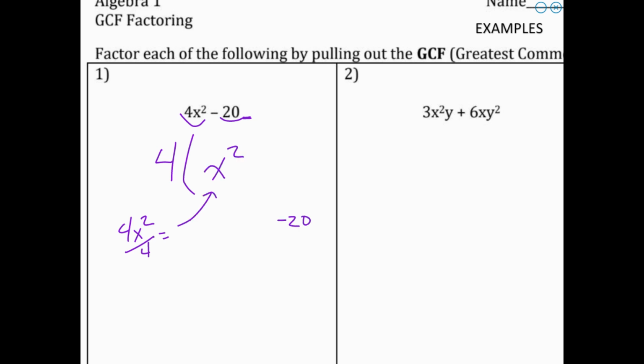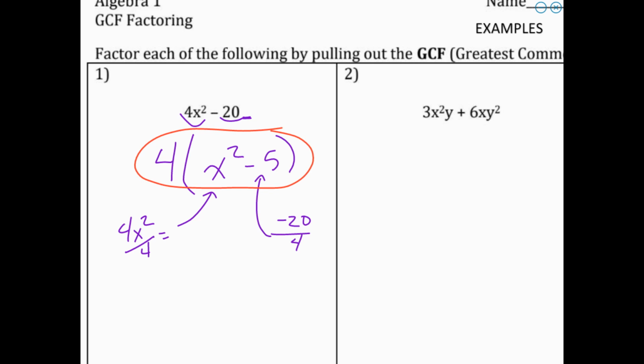Okay, and negative 20 divided by 4 leaves me negative 5 right there. Can I pull anything else out between the x squared and the negative 5? No, so that's my final answer. That is the factored form.